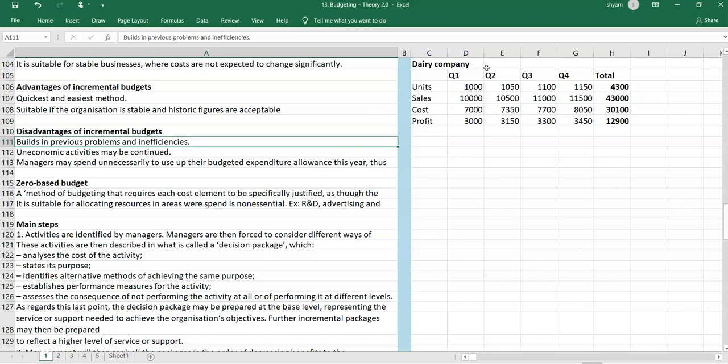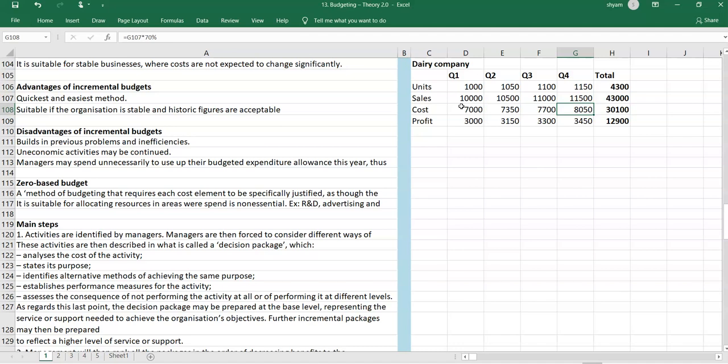See, for example, this cost itself might be too high. The company has to control this cost, but look at what happens. Rather than controlling the cost, it keeps on going up. So this is not the best budget to control costs. And uneconomic activities may be continued. So any inefficiency or useless things might also be done.